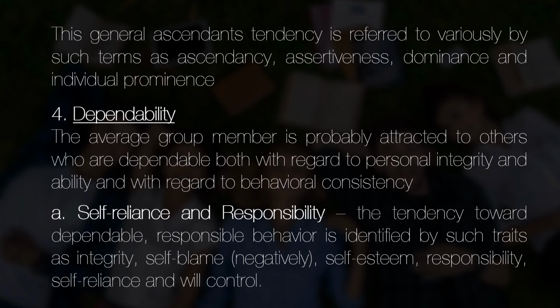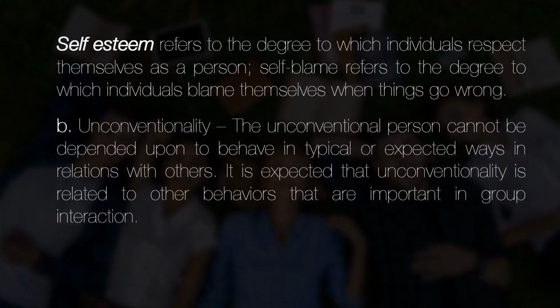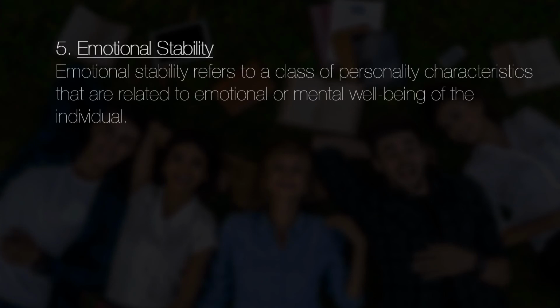And next, unconventionality. The unconventional person cannot be depended upon to behave in typical or expected ways in relation with others. It is expected that unconventionality is related to other behaviors that are important in group interaction. The last one is emotional stability. Emotional stability refers to a class of personality characteristics that are related to the emotional or mental well-being of the individual.